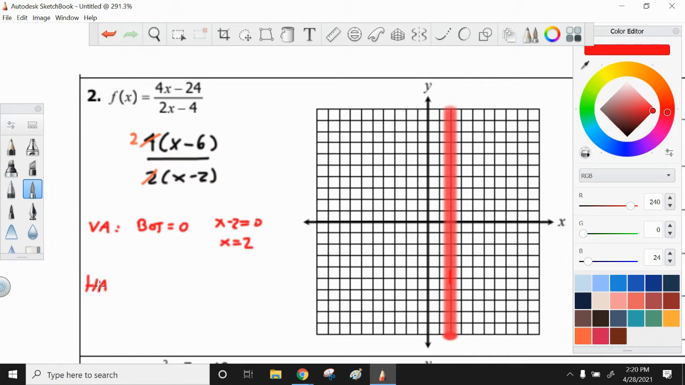Okay, horizontal asymptote. Horizontal asymptote comes from comparing the degrees. So I'm looking at the degree of the top and the degree of the bottom. I've got a degree of 1 and a degree of 1. So I've got similar degrees. And so I am going to want to use my leading coefficients. Horizontal asymptote should be a fraction of your leading coefficients. That would be 4 over 2.